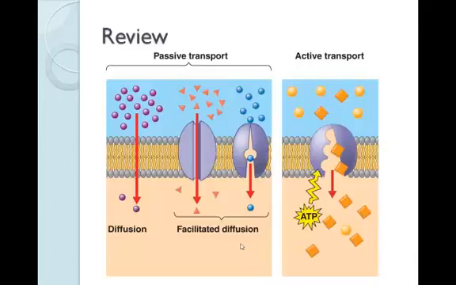This slide reviews the 3 methods of transport that we've talked about so far. Both diffusion and facilitated diffusion are types of passive transport, and they don't require an input of energy. Diffusion, or simple diffusion, moves directly through the lipid bilayer, while facilitated diffusion moves through protein carriers. Active transport requires input of energy and also involves a carrier protein.